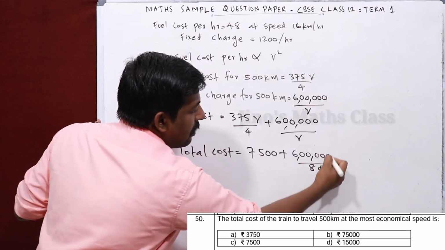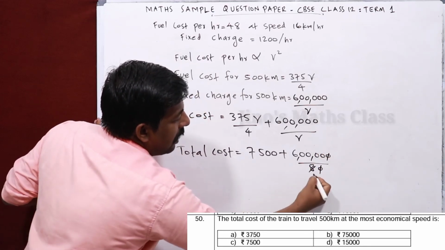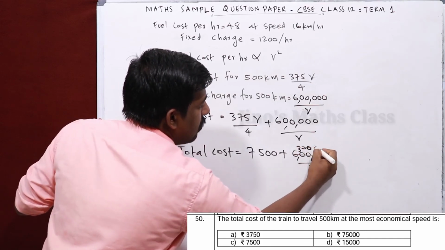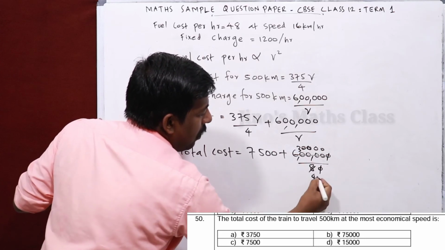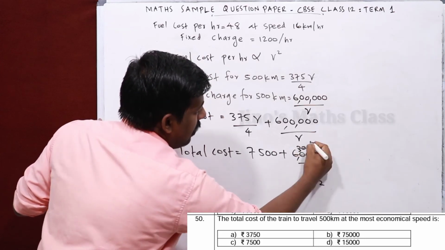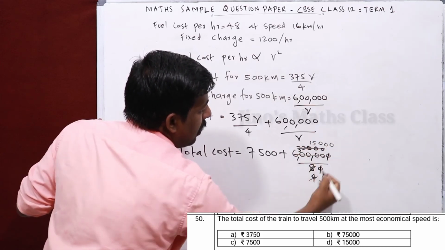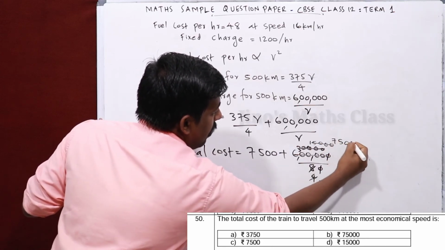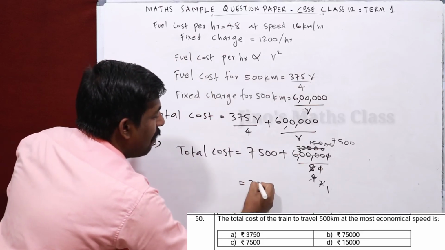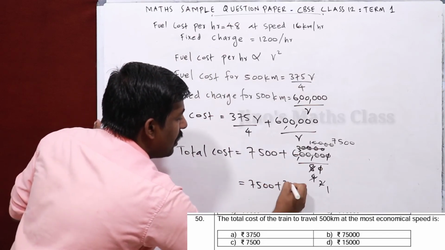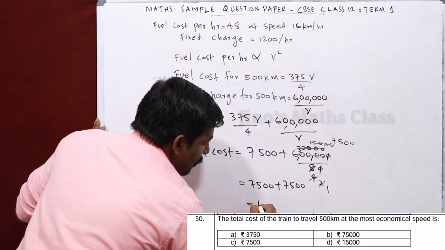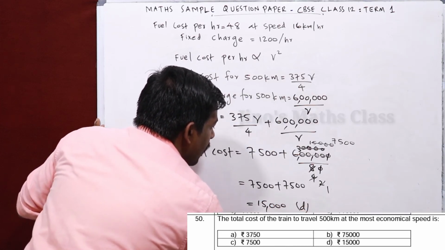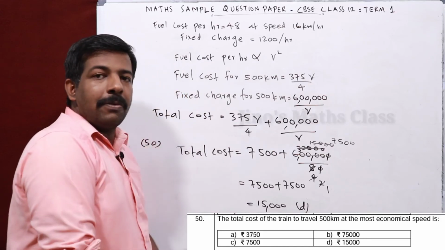So here we can cancel a 0 and then we can cancel 2 at a time. Here we are getting 30,000 by 4, or we can cancel 2 at a time. We are getting 15,000 here. Again we can cancel with 2 at a time. We are getting 7,500. That means it is 7,500 plus 7,500, that is equal to 15,000. Option D. That's the correct answer for this question.